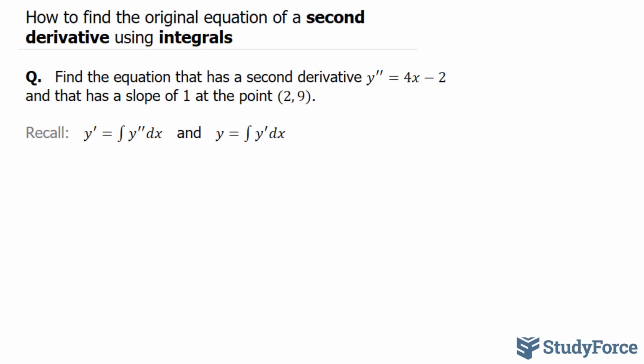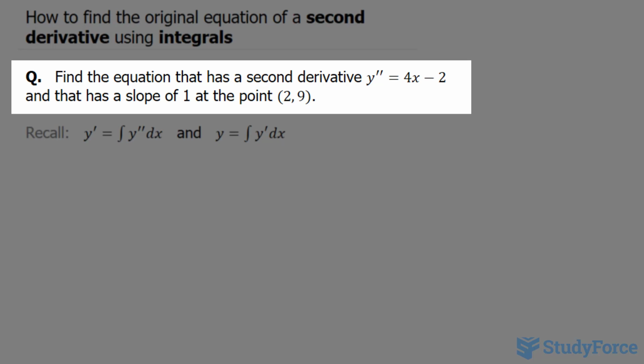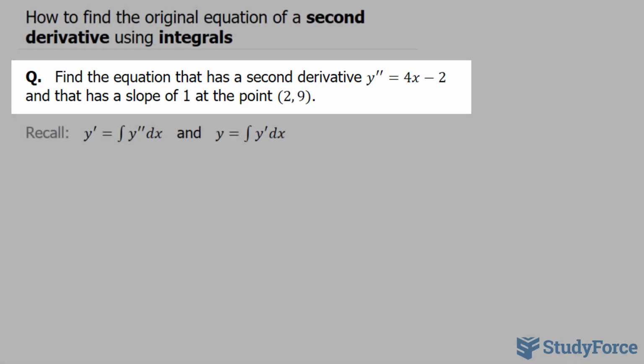In this lesson, I'll show you how to find the original equation of a second derivative using integrals. The question reads: find the equation that has a second derivative, y double prime, equal to 4x minus 2, and that has a slope of 1 at the point (2, 9).